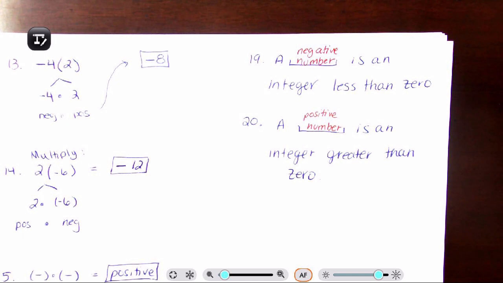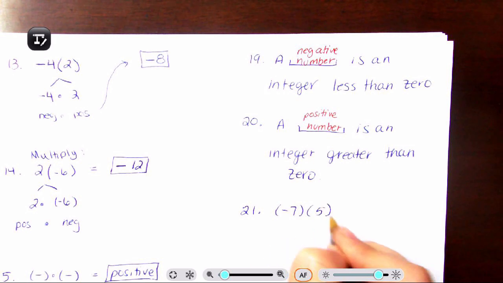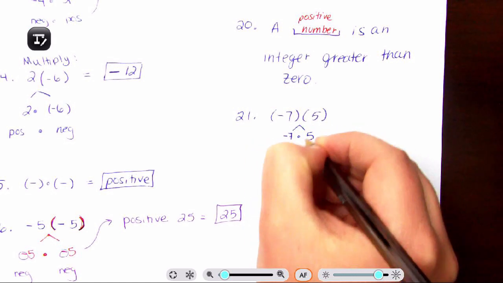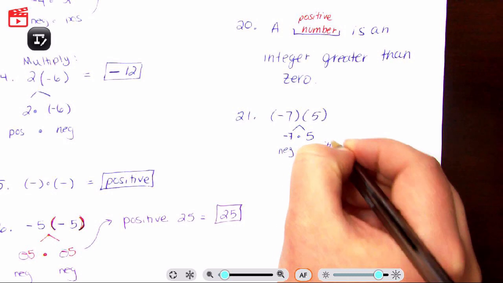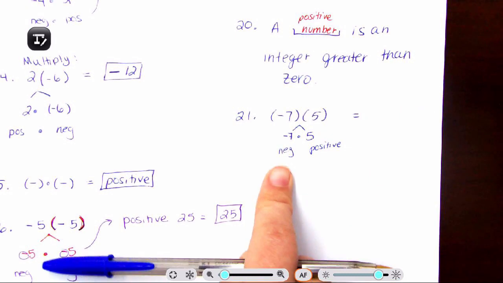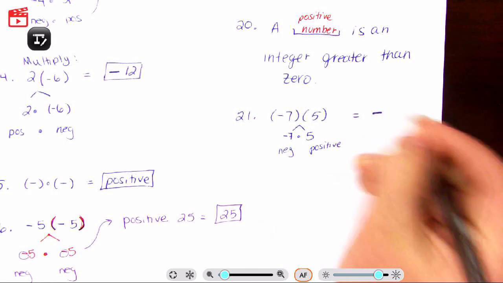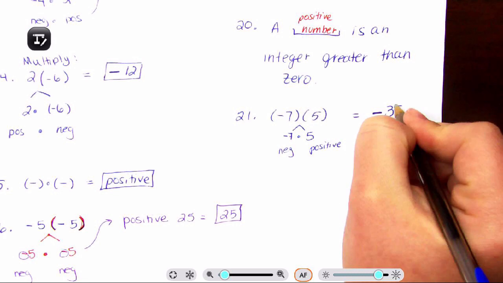Okay, number 21, we're doing some more multiplication. We're going back to multiplication. I have negative 7 and 5. Again, this is multiplication. Negative 7 times 5. This is a negative. This is a positive. Hopefully you understand that if these are opposite, your answer is going to be negative. If those were the same, then you'd have a positive. 7 times 5 is 35.